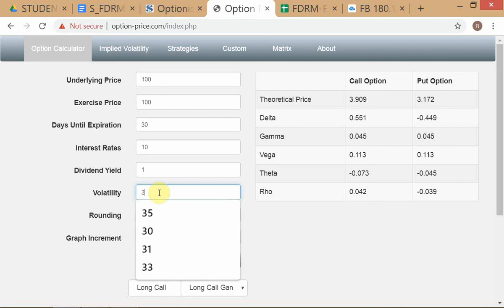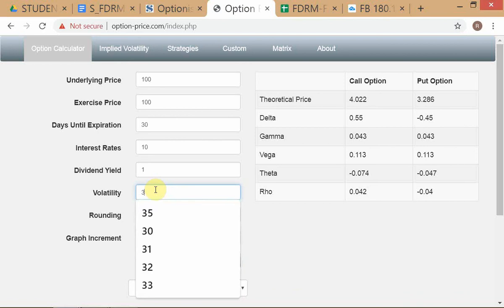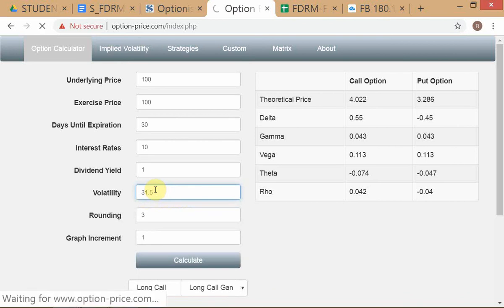I've never aged so quickly, but we'll try it. 31.5. Almost there. 31.75. Almost there.